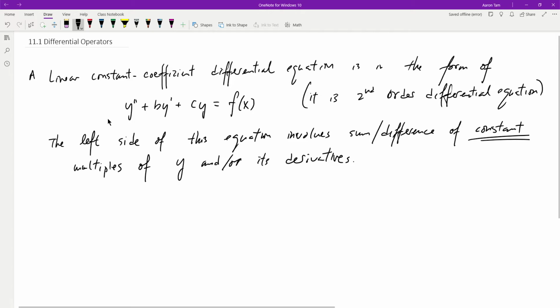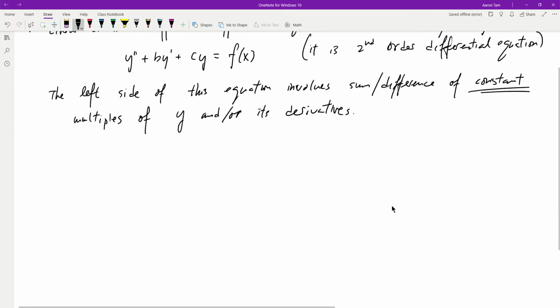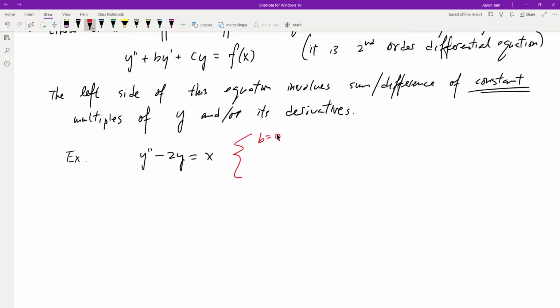Let me show you some examples of this type of differential equation, before we talk about why these are important. So the first one, how about this one? y double prime minus 2y equal to x. In this scenario, b would be 0, notice there's no y prime, c would be -2, and f of x would be the function x.